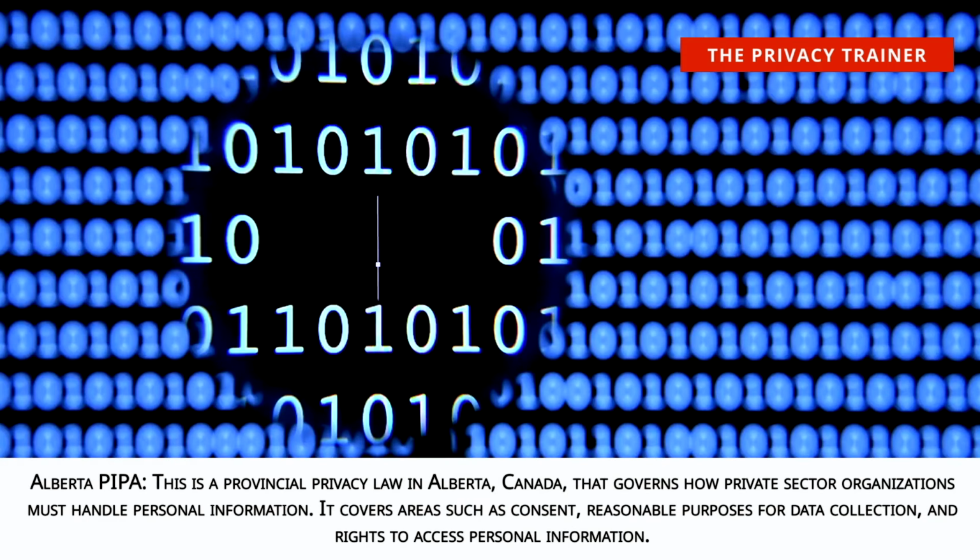Alberta PIPA. This is a provincial privacy law in Alberta, Canada, that governs how private sector organizations must handle personal information. It covers areas such as consent, reasonable purposes for data collection, and rights to access personal information.